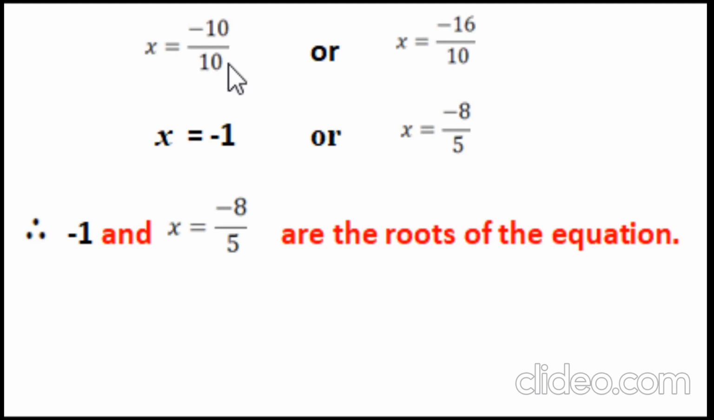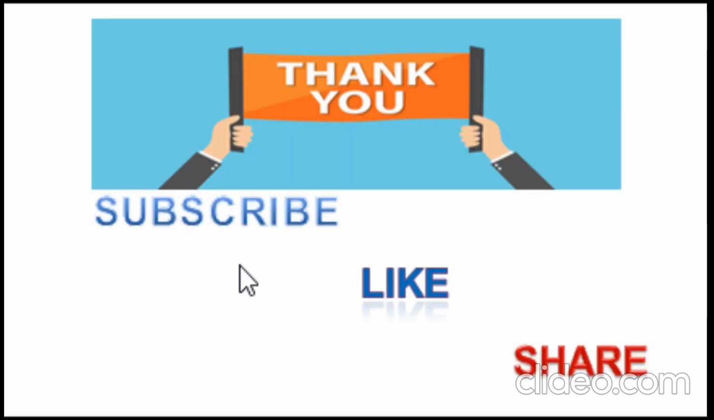So x is equal to minus 10 upon 10 is equal to minus 1, and x is equal to minus 16 upon 10 is equal to minus 8 upon 5. We have divided by 2 in numerator and denominator. So we get the roots of the equation as x is equal to minus 1 and x is equal to minus 8 upon 5. These are the two roots of this equation.